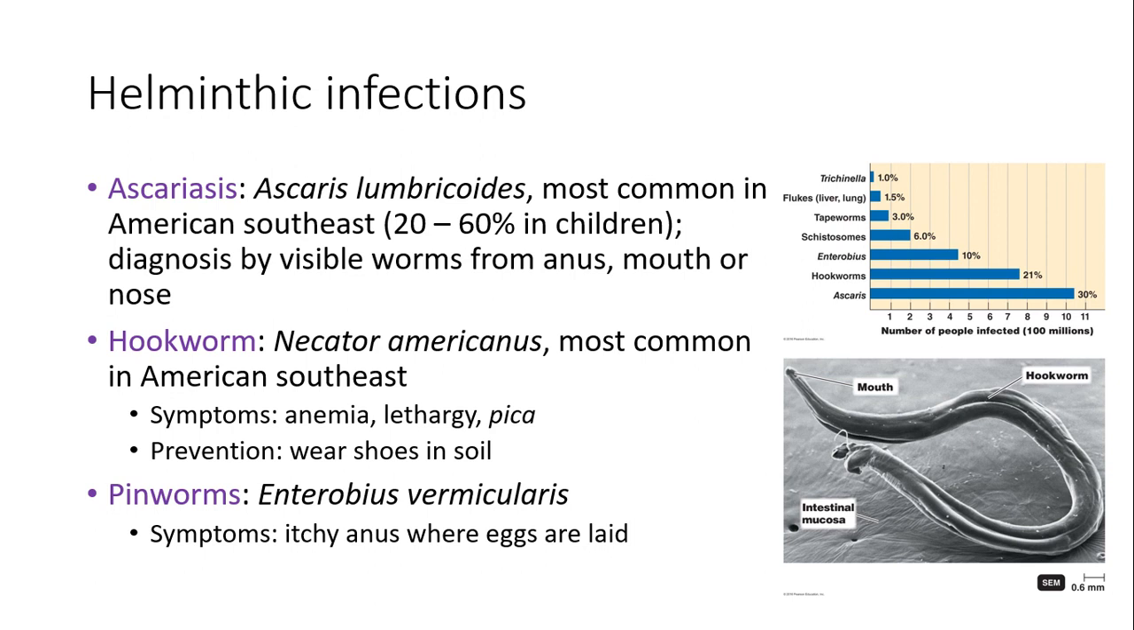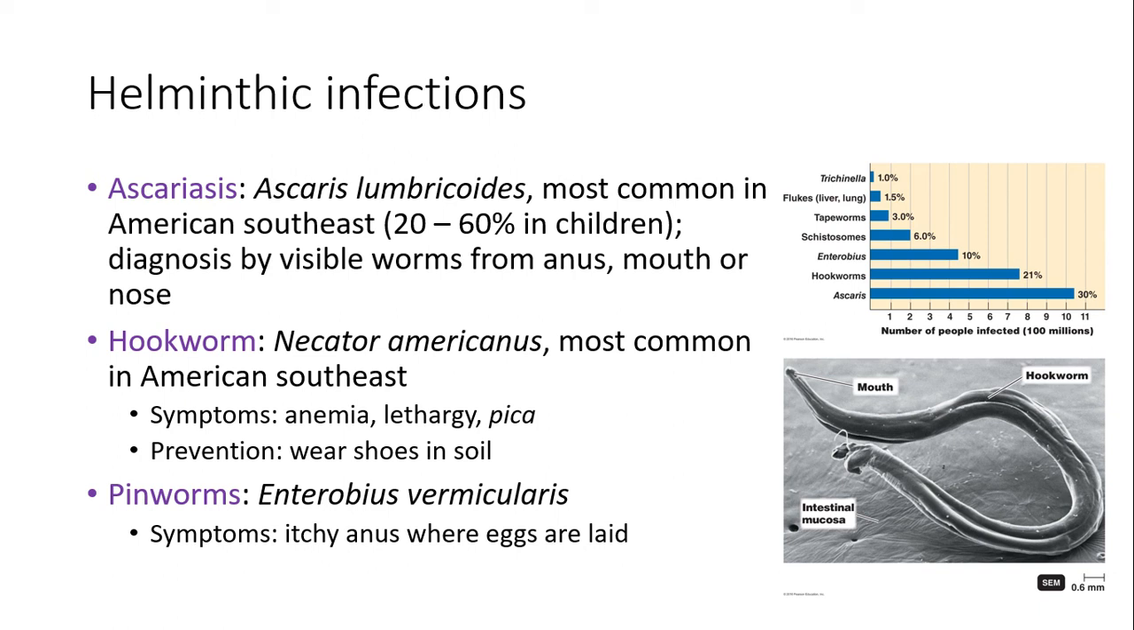We're going to round things out by hitting the highlights of our helminthic infections. These are things that are caused by animal parasites. So ascariasis, we've already heard about from one of our disease presentations, but it's caused by the organism Ascaris lumbricoides. This is most common in the American Southeast where we live, affecting 20 to 60% of children, maybe closer to the 20% now with modern awareness. People wear shoes, for example.